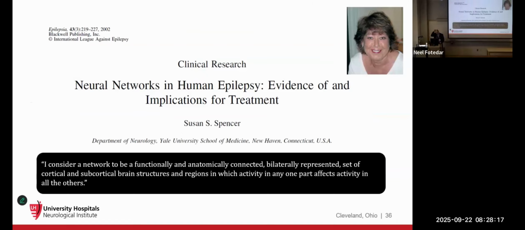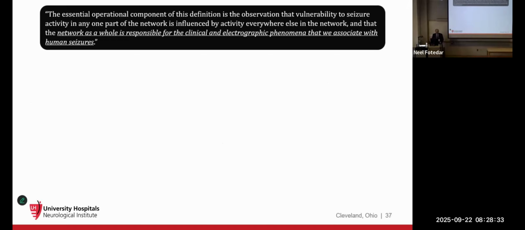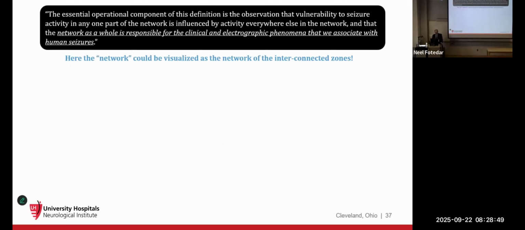And she defined it as, "I consider a network to be a functionally and anatomically connected, bilaterally represented set of cortical and subcortical brain structures and regions in which activity in one part affects activity in all others." Makes sense. The brain doesn't work in isolation. Different areas are connected to each other. "The essential operational component of this definition is the observation that vulnerability to seizure activity in any one part of the network is influenced by activity everywhere else in the network. And that network as a whole is responsible for clinical and electrographic phenomena that we associate with human seizures."